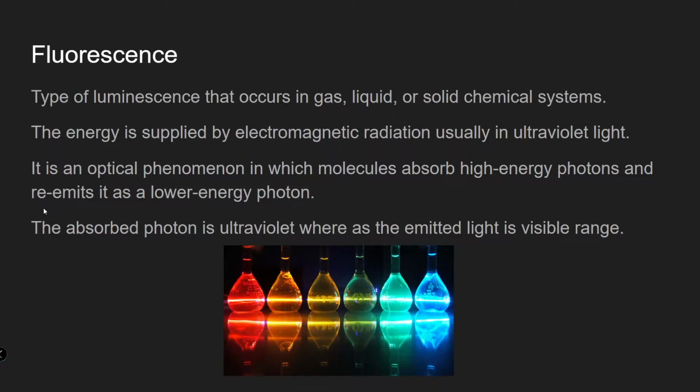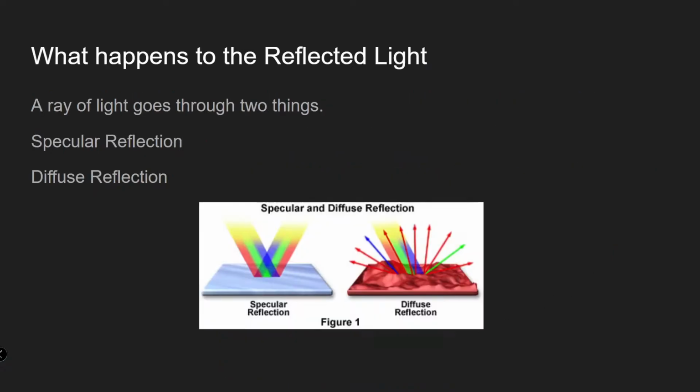Fluorescence. It is a type of luminescence that occurs in gas, liquid, or solid chemical systems. The energy is supplied by electromagnetic radiation, usually in ultraviolet light. It is an optical phenomenon in which molecules absorb high-energy photons and re-emit it as low-energy photons. The absorbed photons are usually ultraviolet, whereas the emitted light is in visible range.